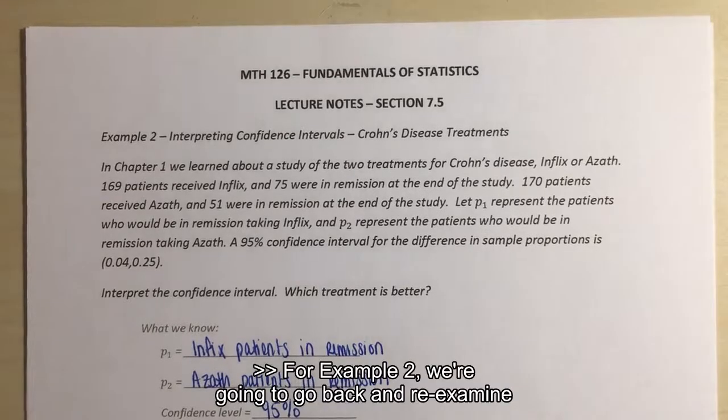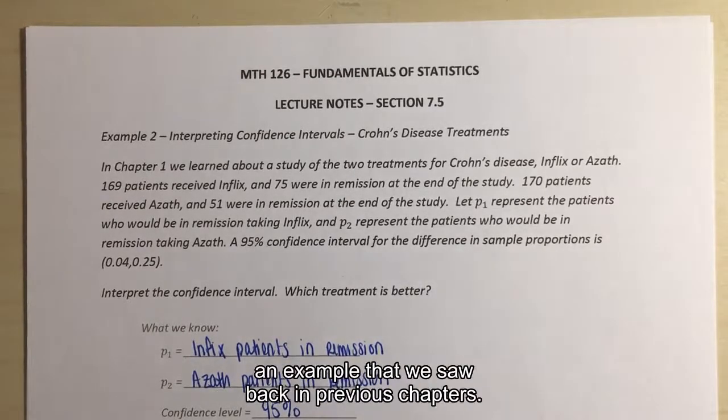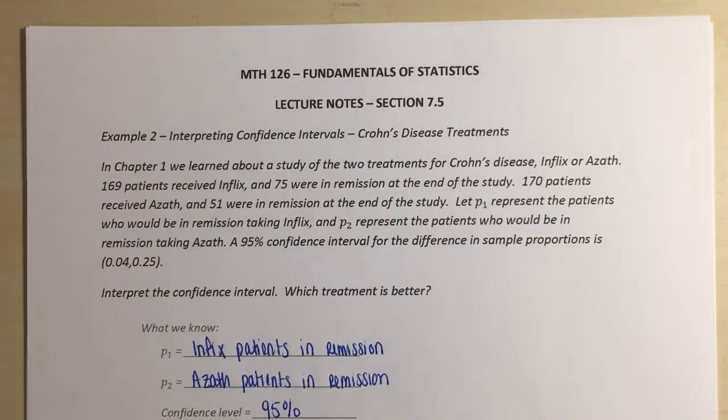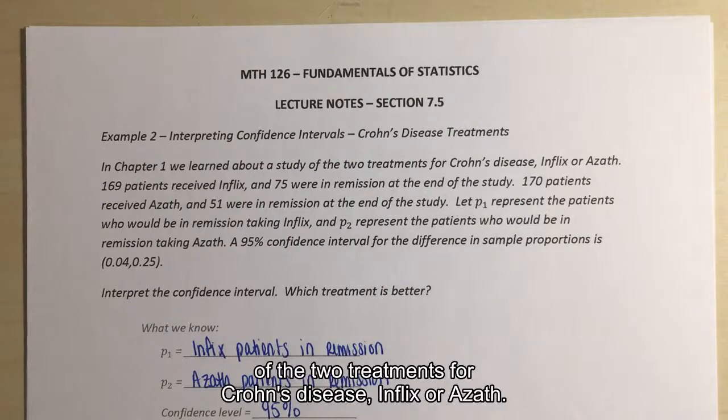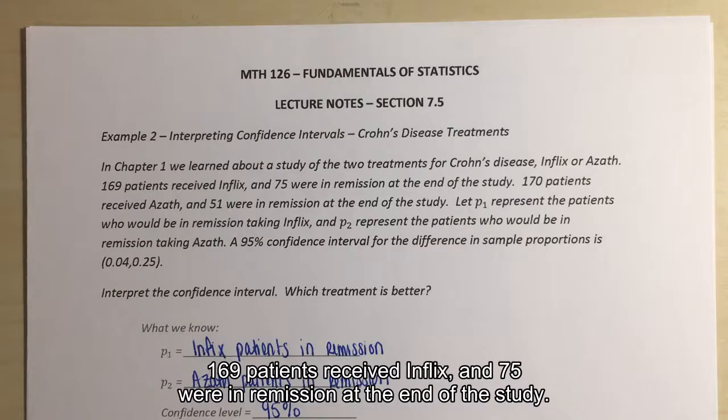So for example 2, we're going to go back and re-examine an example that we saw back in previous chapters. In chapter 1, we learned about a study of 2 treatments for Crohn's disease, Inflix or Azath. 169 patients received Inflix, 78 were in remission at the end of the study, 170 patients received Azath, and 51 were in remission at the end of the study.